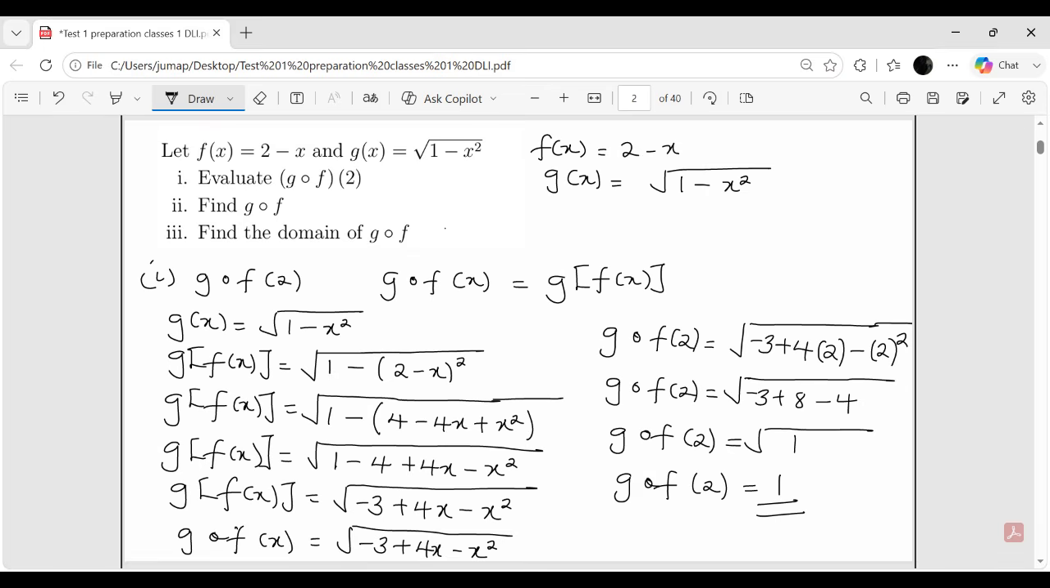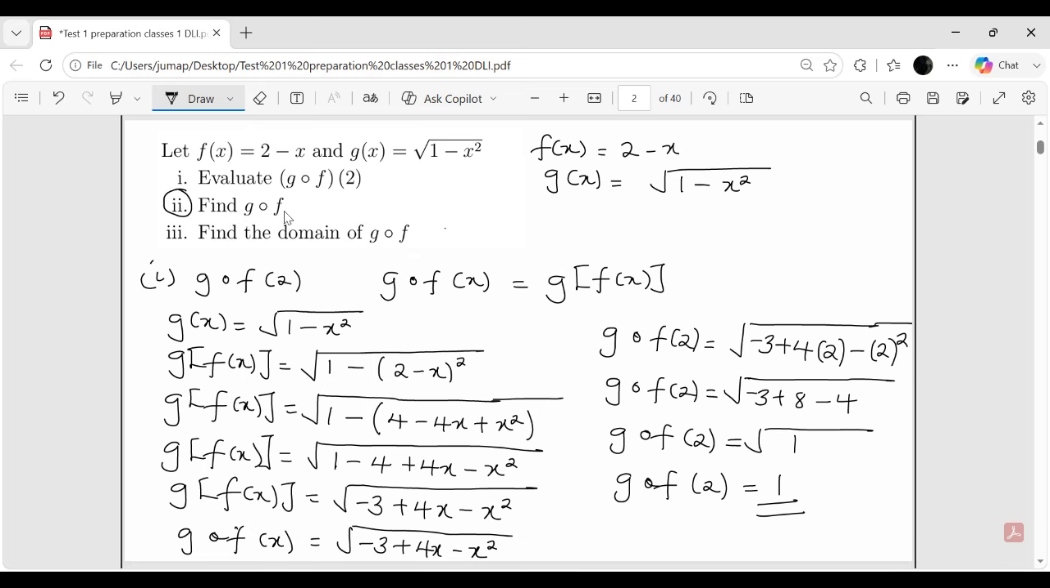It's a question which you're going to find there. So now let us look at 2. They're asking us to find g of f. But we've already calculated g of f, isn't it?